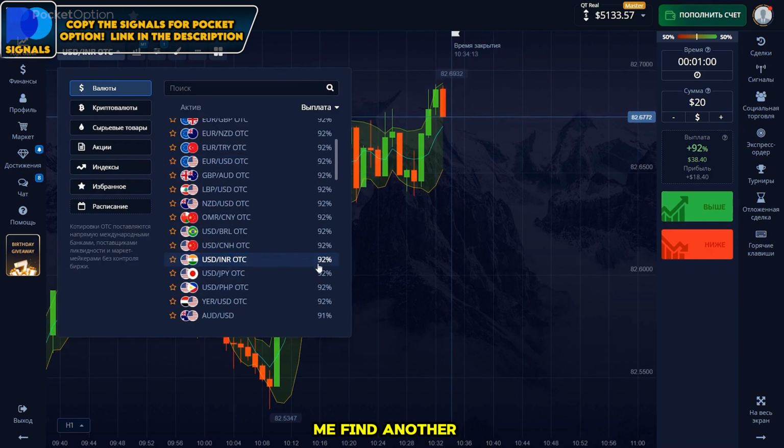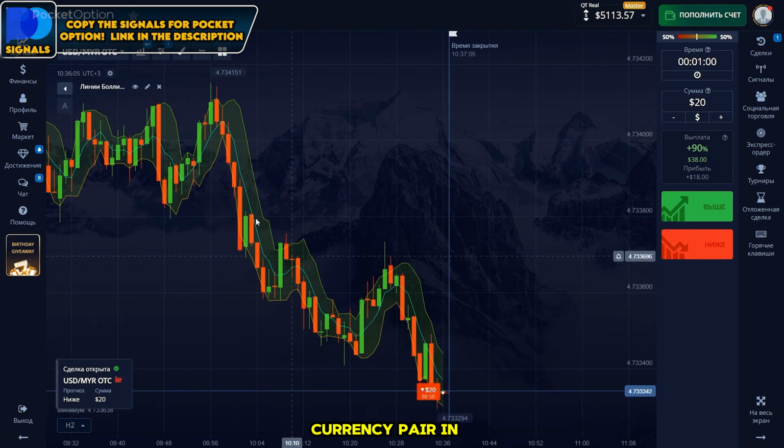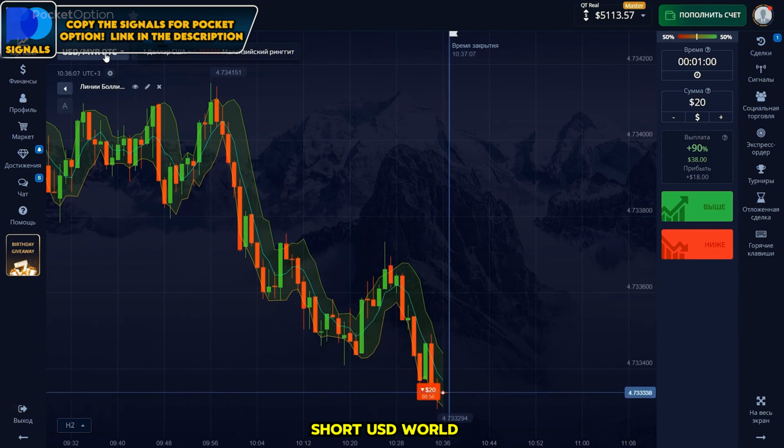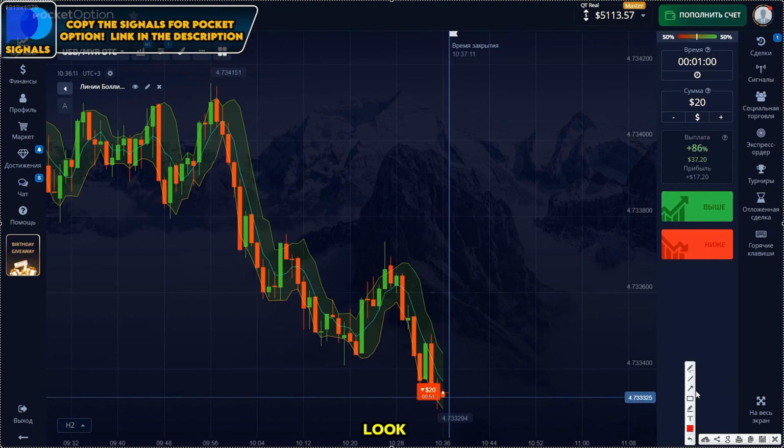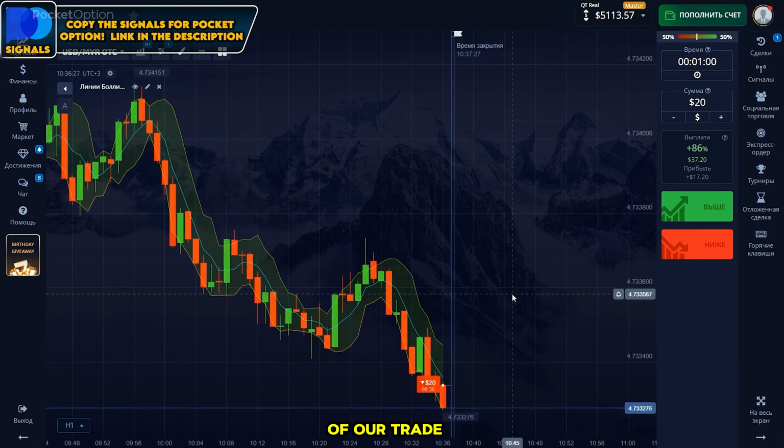So guys, let me find another situation. Currency pair, in short, USD. Something like that. Here's the situation. Look, the overall price potential is directed downward. The second candle crossed the lower Bollinger Band, and on the third, we are entering for a minute down. We are waiting, guys, for the closing of our trade.